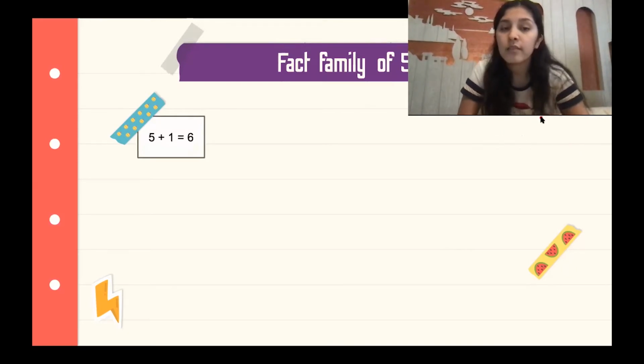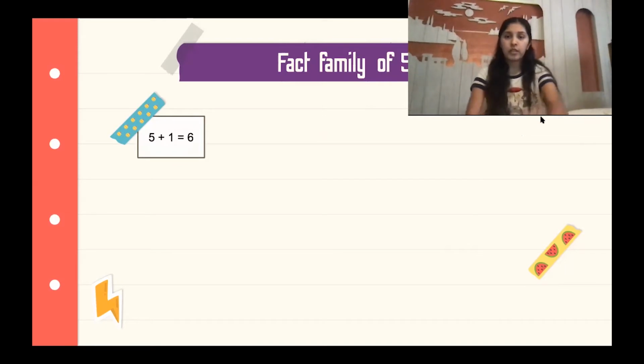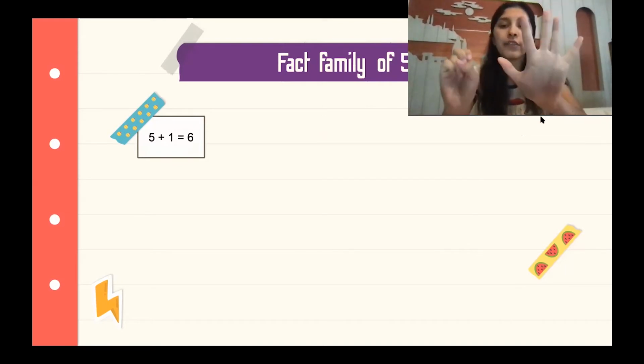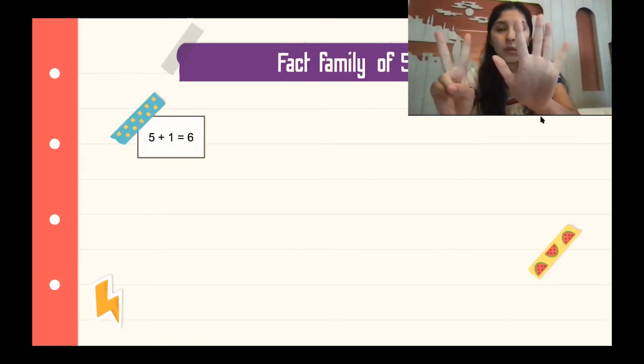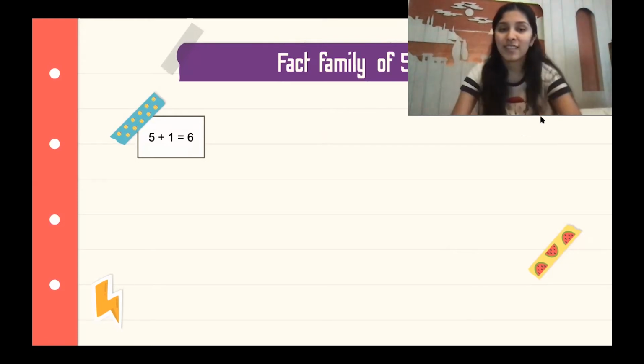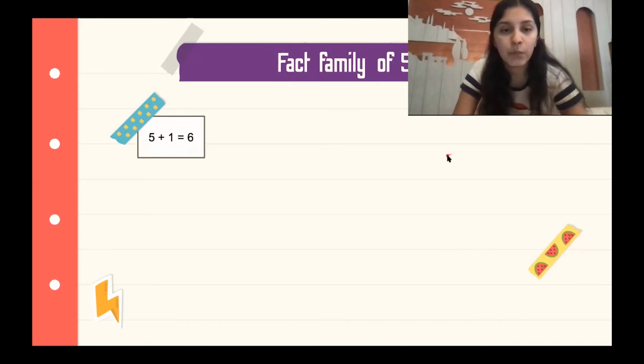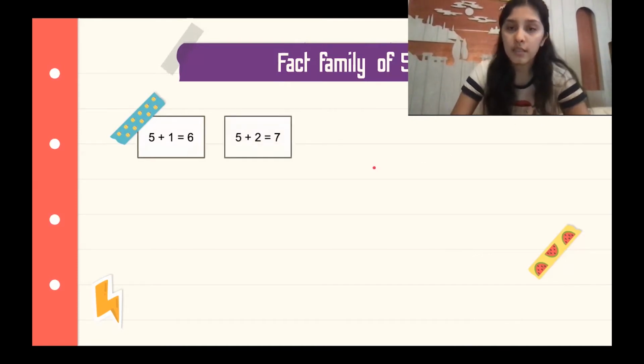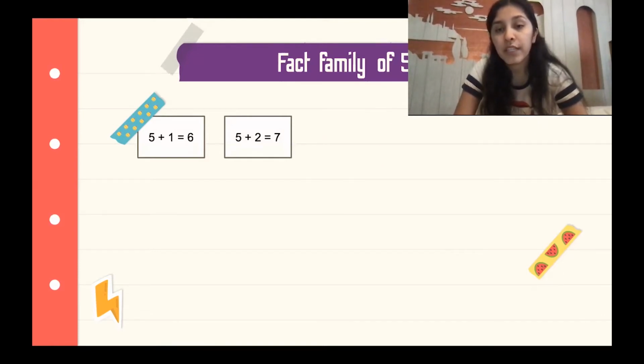Nice. Now, the next one is 5 plus 2. So, here I have 5 fingers and I have 2 more. How much does that make? So, 5, 6, 7. 5 plus 2 equals 7. Okay, let's do one more on our fingers and then we'll figure out the pattern, okay?